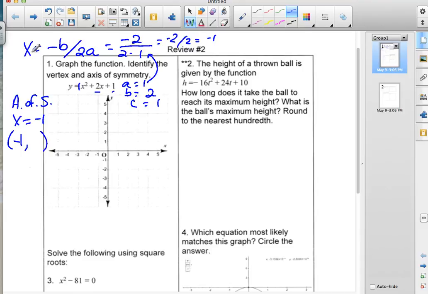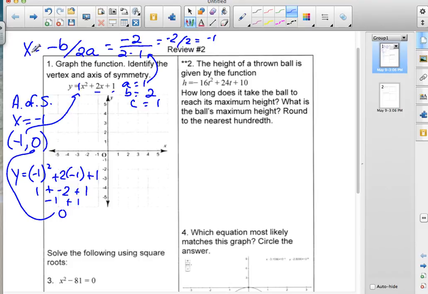And the way we find the y-coordinate is we plug that negative 1 back into our equation. So we have negative 1 squared plus 2 times negative 1 plus 1. Simplifying, negative 1 squared is 1. 2 times negative 1 is negative 2. We have 1 plus negative 2, that's negative 1, plus 1 is 0. That's what goes back here. So we have a vertex at negative 1, 0. Okay. We have an axis of symmetry right through there.